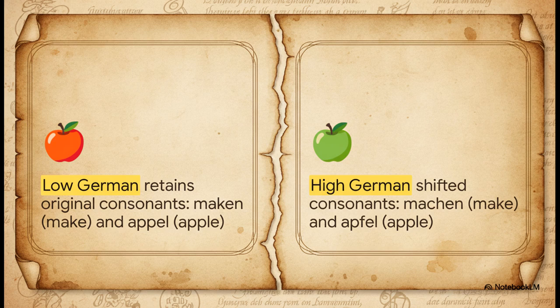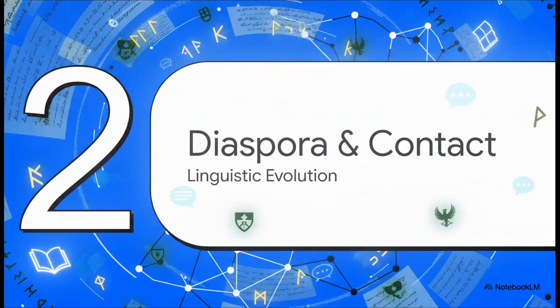Up in the north, speakers kept the original hard K and P sounds, so they'd say machen for make and appel for apple. But down in the south, those hard stops shifted into softer fricatives and affricates. Machen became machen, and appel became affel. This natural fracturing of the language family tree laid the absolute groundwork for the distinct linguistic identities that would eventually inspire our modern creator. Which brings us to part 2, diaspora, contact, and evolution.